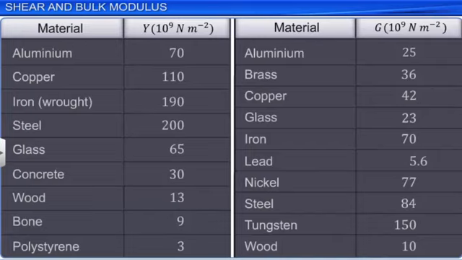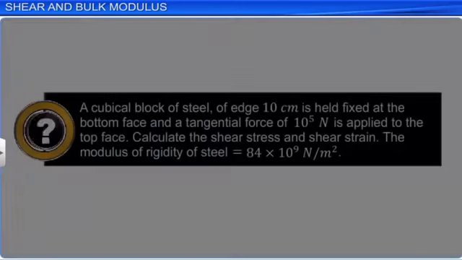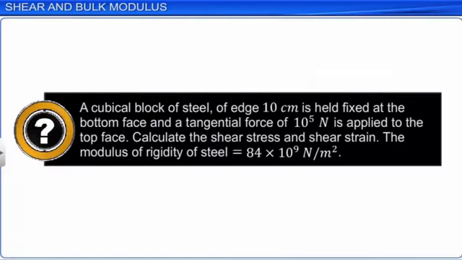A cubical block of steel of edge 10 cm is held fixed at the bottom face and a tangential force of 10 to the power 5 newtons is applied to the top face. Calculate the shear stress and shear strain. The modulus of rigidity of steel is 84 times 10 to the power 9 newtons per meter square.